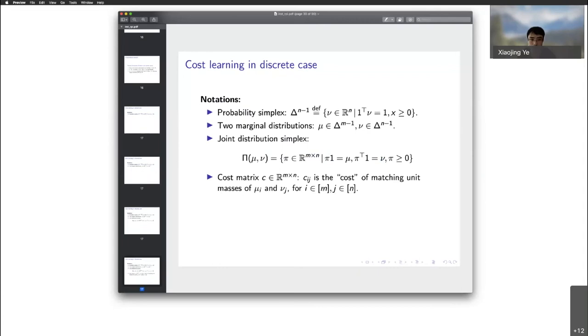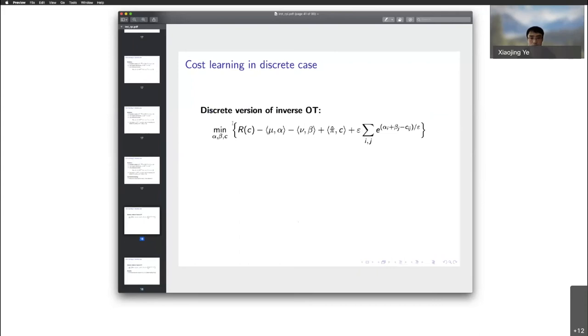So the inner product between C and pi is just the inner product of these two matrices, or the component-wise multiplication of the two, taking the sum. And as I said, the cost function learning just becomes cost matrix learning. So we're just trying to figure out what the cost matrix C is. Okay, and then we recall that you just use the discrete version of the inverse OT formulation we had earlier. Instead of having the integrals, we just replace them by inner products, because these are just vectors. So it's the same property that we have from the inverse OT formulation.